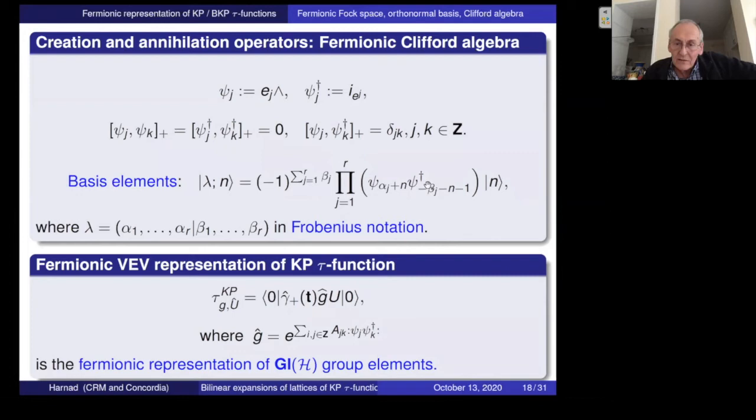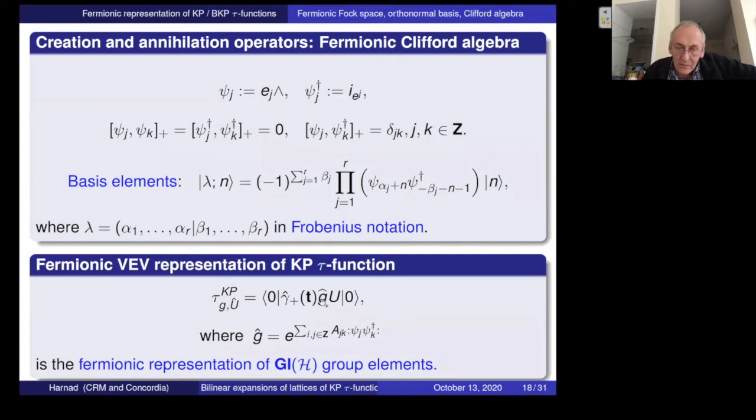Now I'm going to write down for you the fermionic representation of the most general KP tau function. So we take our 0, 0 basis state. So N is chosen. And then we have an abelian group element. I'll define that in a second. This is an abelian subgroup of the general linear group in infinite dimensions with parameters, additive coordinates t. Those are the KP flow parameters. And this is the abelian group that generates the KP flows.